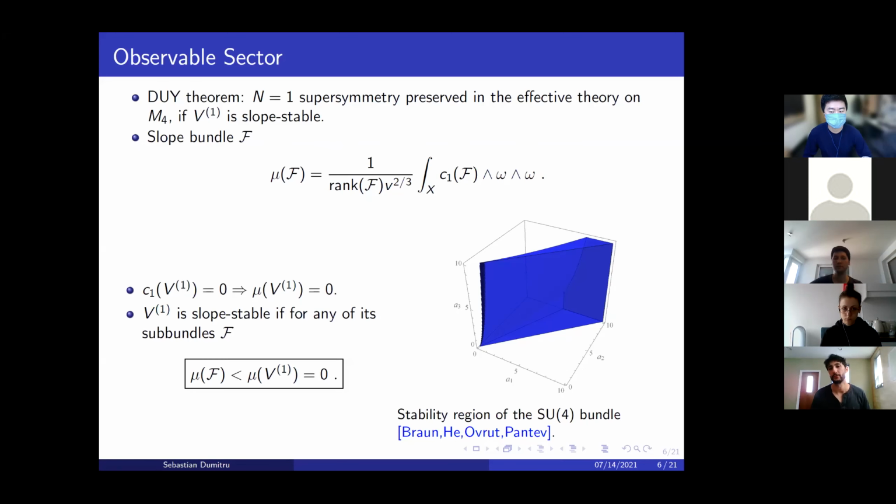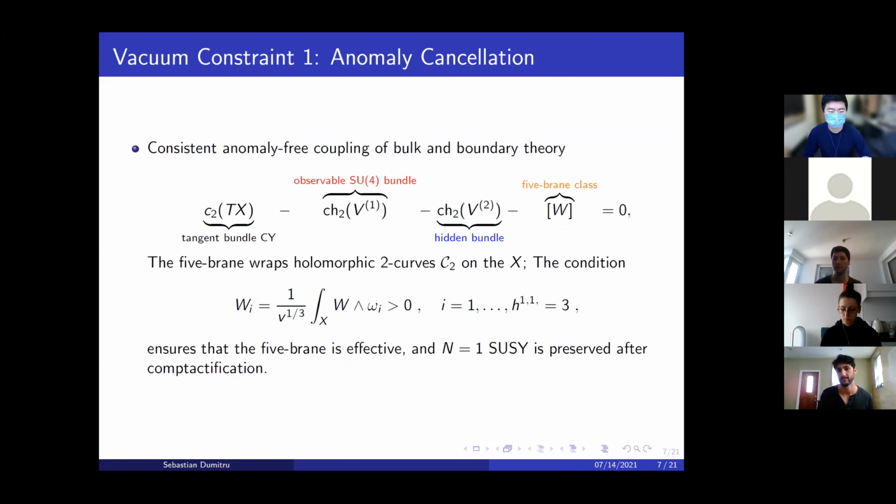We want to find a hidden sector, a hidden bundle compatible with this observable sector. Of course, the hidden sector bundle must itself be slope stable. But before that, there are certain vacuum constraints that we have to take into account before even attempting to find it. One of them is that we want the global theory to be anomaly free.